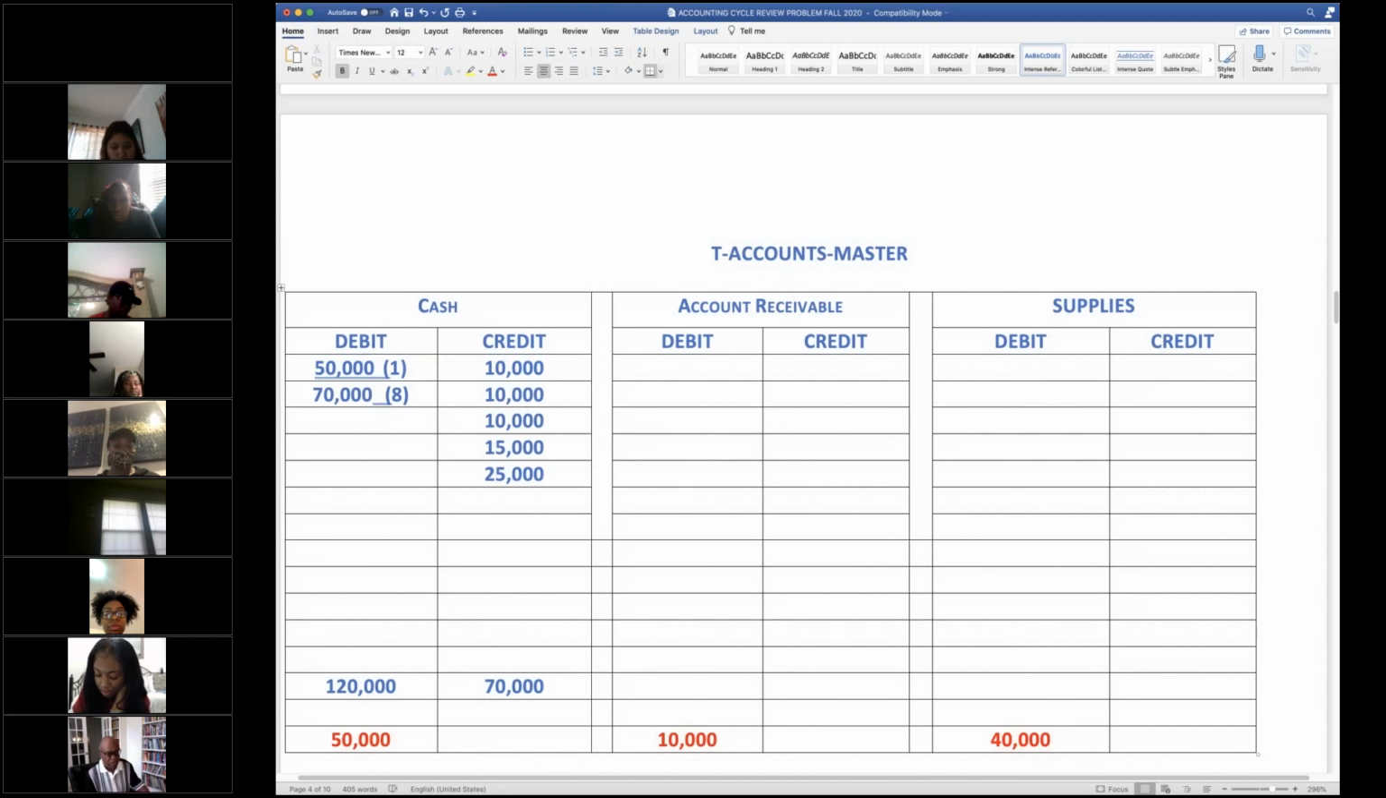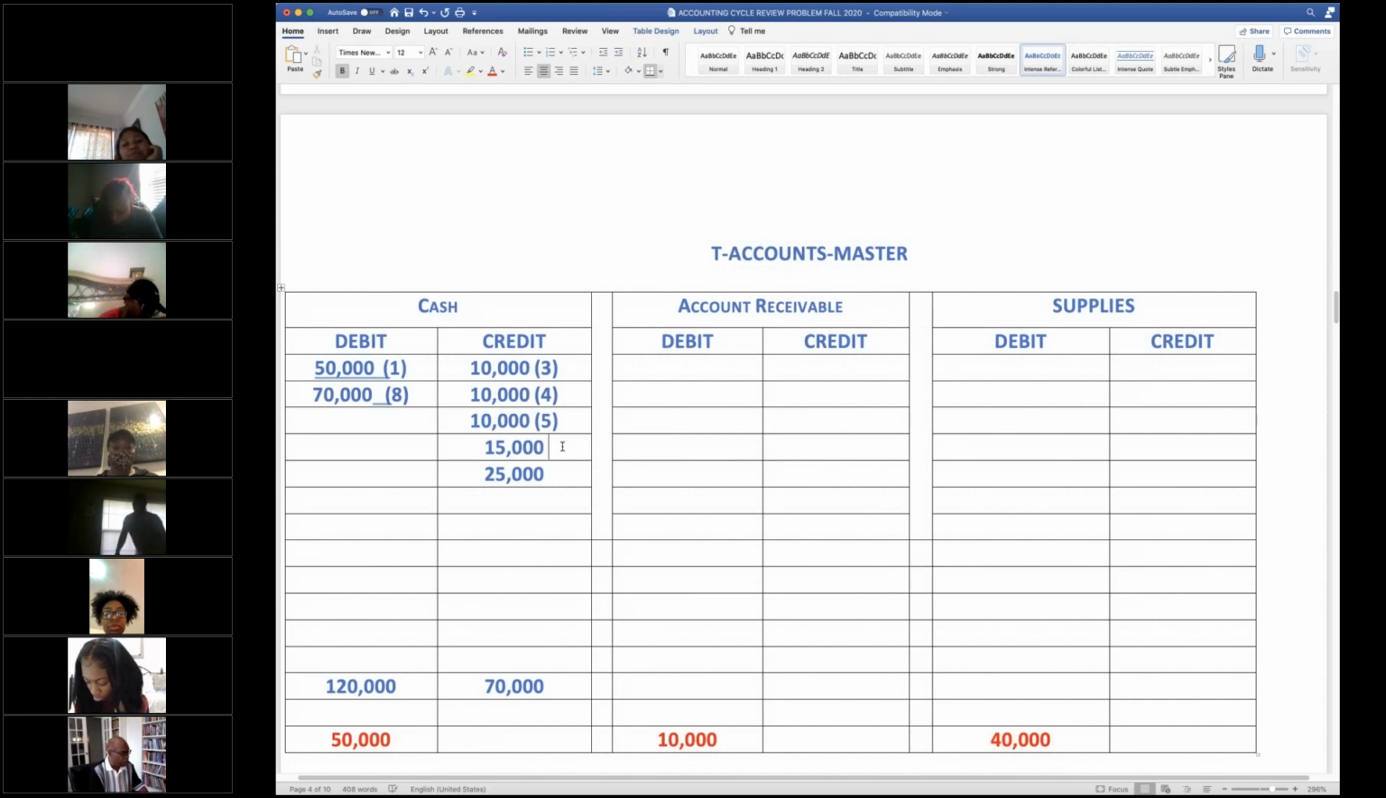Dividends was journal entry 3. Then the next 10,000 was what? 4. Cash. Okay, that was 4. The other 10,000 is from journal entry 5. That was credited cash with delivery expense.